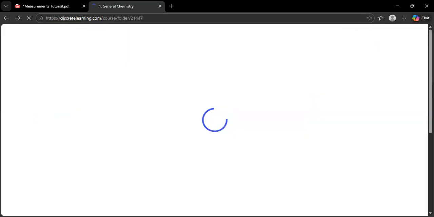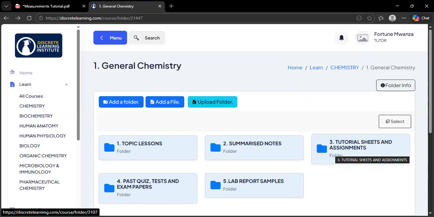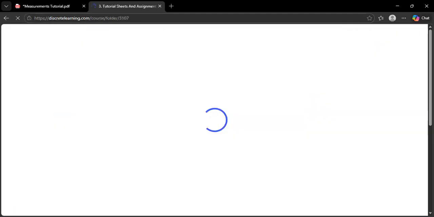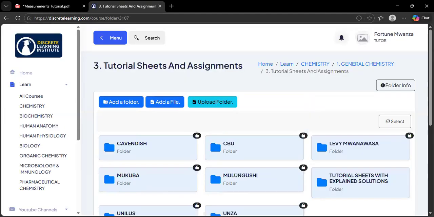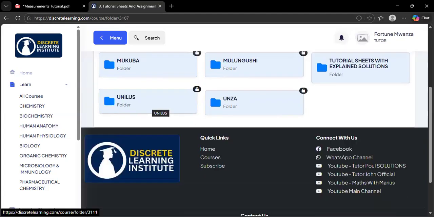There are also other folders, for summarized notes, and for tutorial sheets. For example, if you want to access the full video solution for the tutorial sheet you are solving, you go in the folder written tutorial sheets and assessment. You open that folder, and you are going to notice that there are different universities. You choose your university. For example, I choose UNLAS there.